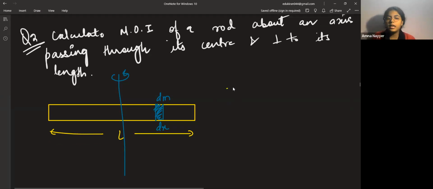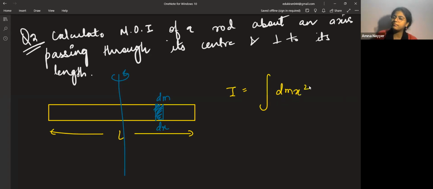See, the formula of this will be integration of dm into x square. Now limits. That's what I was saying, x square. Now x is also variable here, mass is also variable. So we'll set the limits according to one thing. Let's set it according to x, because we do not have to expand the mass. We'll expand the length.